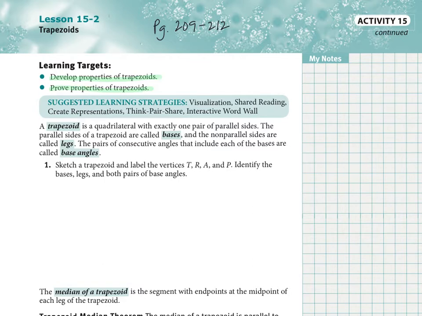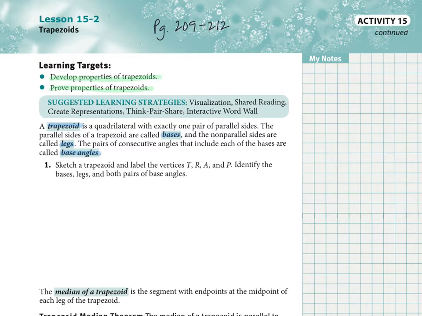So this is the quadrilateral that we're focusing on today. Below, it says a trapezoid, again, is a quadrilateral with exactly one pair of parallel sides. When we looked at kites before, we saw that there were no parallel sides and two consecutive pairs of congruent sides. Here, the parallel sides of a trapezoid are called the bases, and the non-parallel sides are called the legs. The pair of consecutive angles that include each of the bases are called base angles.